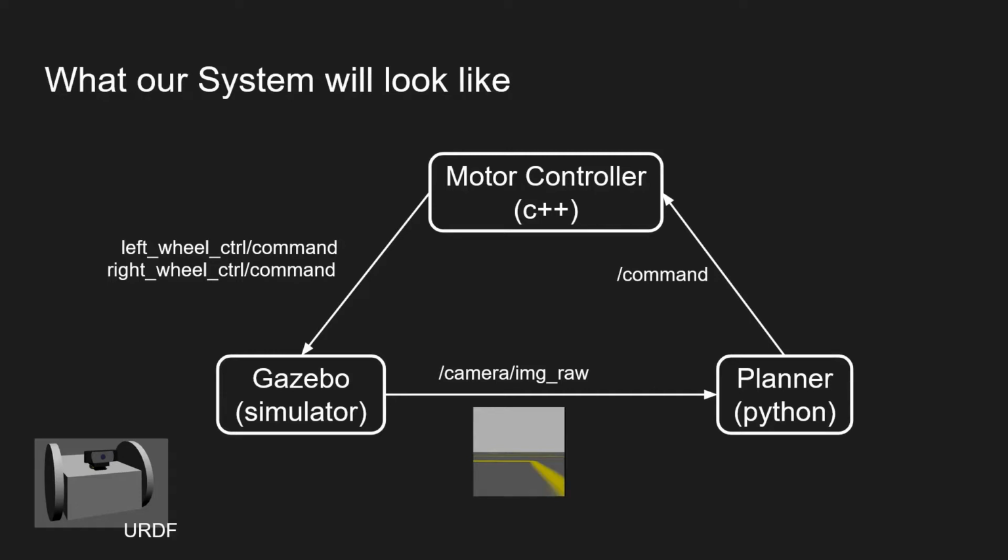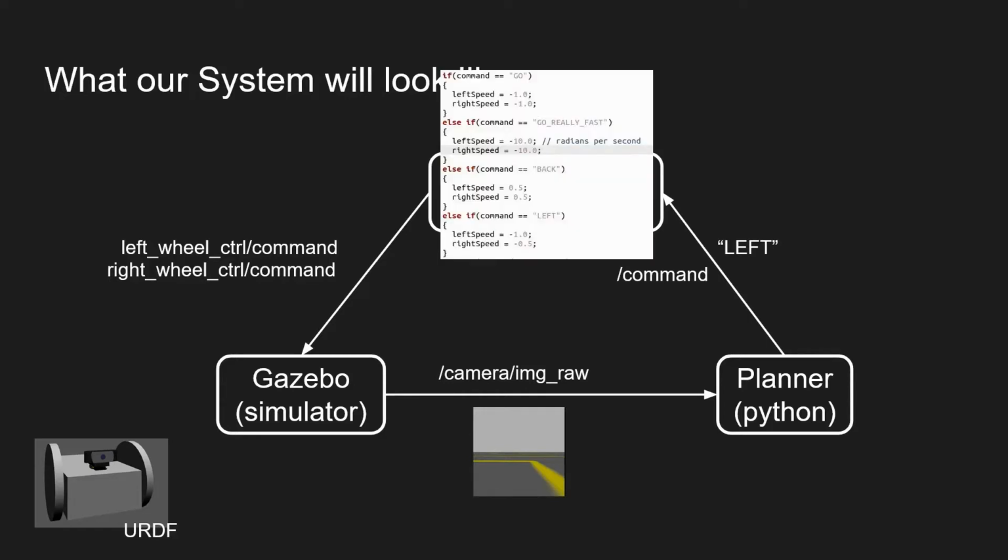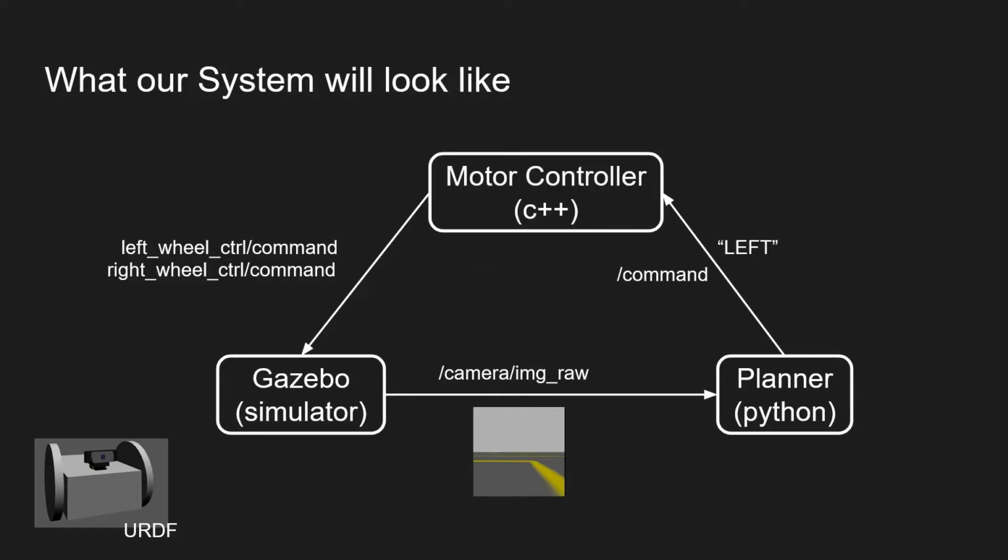So it'll send a left command to the motor controller. The motor controller will take that command and, based on that big if-else table, it'll figure out that for a left command, we should send these certain values to Gazebo. And that makes the robot turn in simulation.